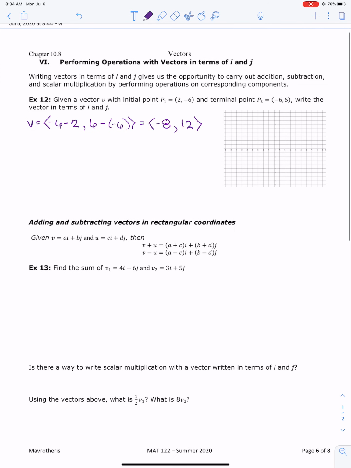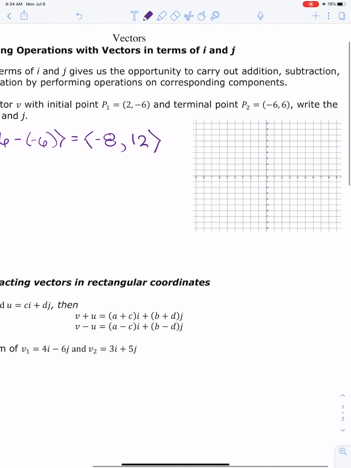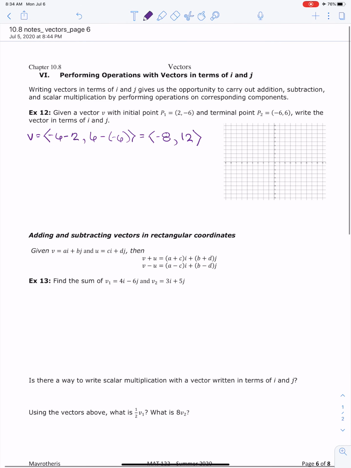I'm not sure that I remember why I put the graph there. -8, 12. Graph's not even big enough. Anyway, we want the vector in terms of i and j.